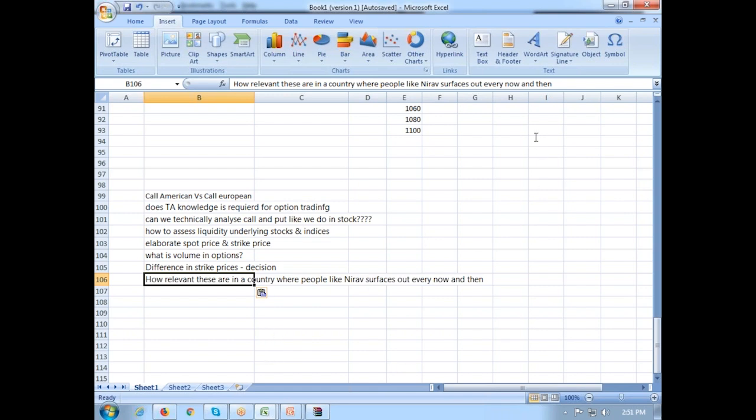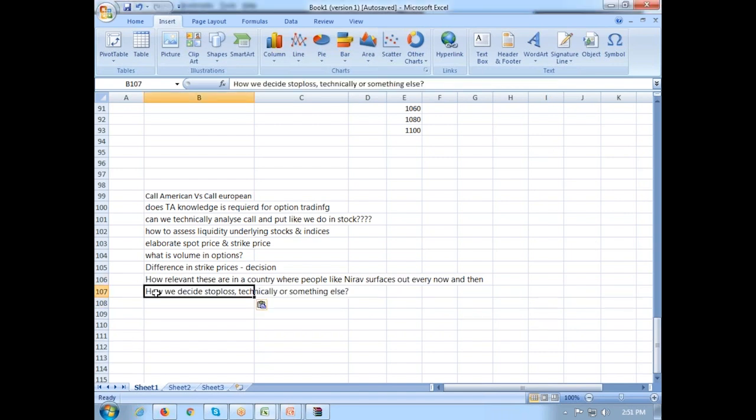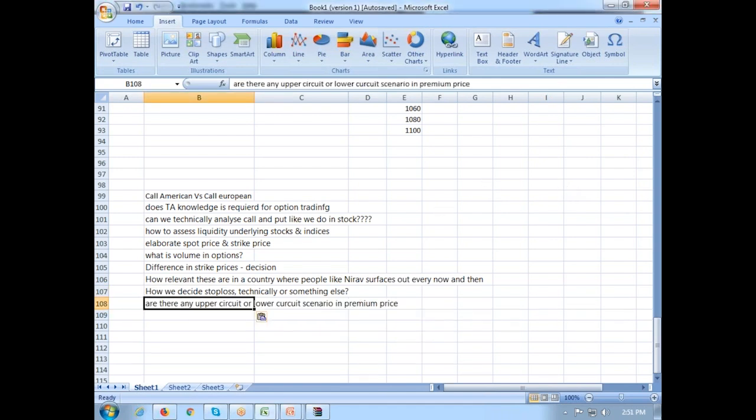How do we decide stop loss, technically or something else? Are there upper circuit and lower circuit limits for option premiums? Yes. For this, MyFNO is just a platform to see the data. It's not like a stockbroking firm where you can trade. You can just see the data.